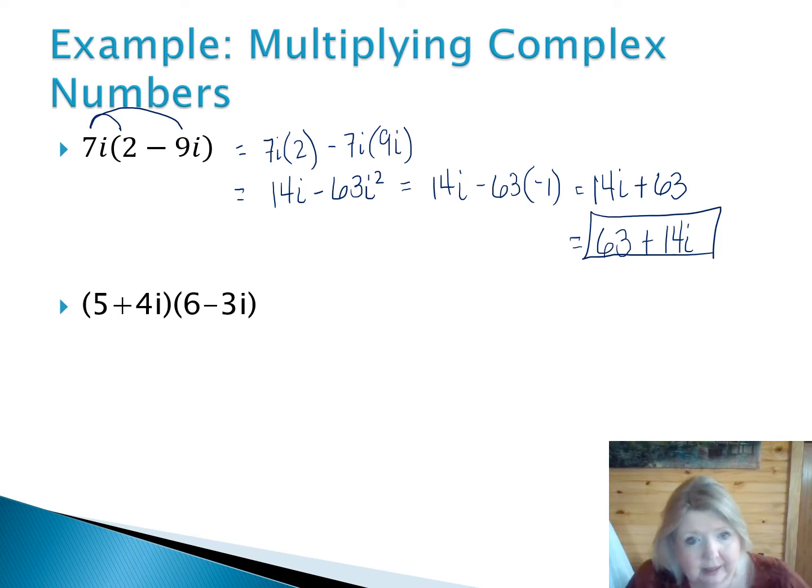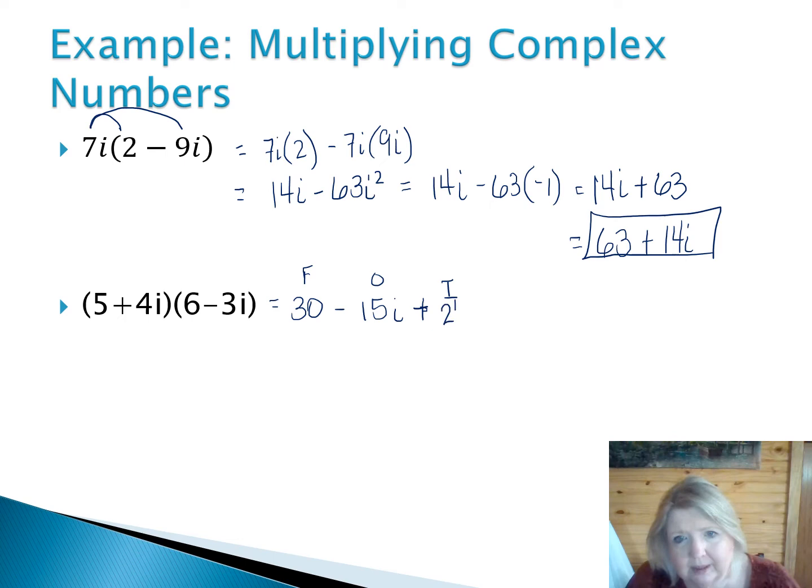Okay, and the last example on this page, it's a FOIL problem since it's two binomials. So I'm going to do it the same way. My first, multiplied together, 5 times 6 is 30. My outer, 5 times negative 3i is minus 15i. Again, that was my outer. My inner, 4 times 6 is 24, so plus 24i. And my last, 4 times negative 3 is negative 12, so that's negative 12i squared.